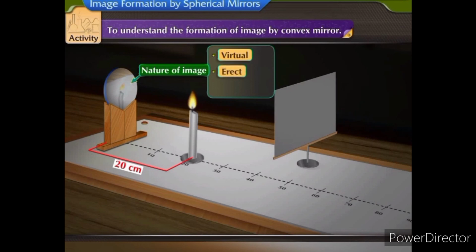But if we compare the size of the image with the candle, we find that the size of the image is small, that is, the image is diminished. Thus, we can conclude that the image formed by the convex mirror is always virtual, erect, and smaller in size independent of the distance between the object and mirror.